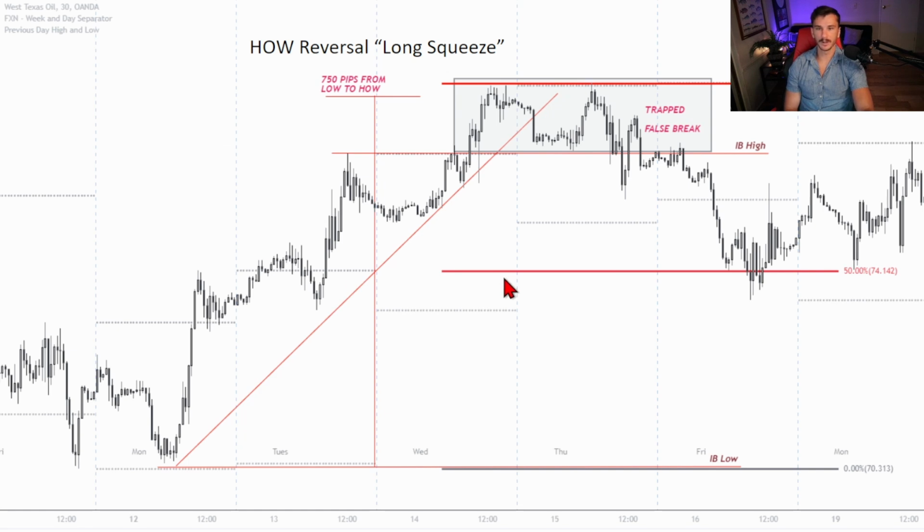This is another example of a high of week long squeeze reversal. We have Monday, Tuesday, Wednesday blow off in the direction of the trend. And then you have Friday with trap volume, break in structure, and then on Friday, capitulation to the downside. Except in this example, notice that they have only gone back down to the 50% level of the week's range.